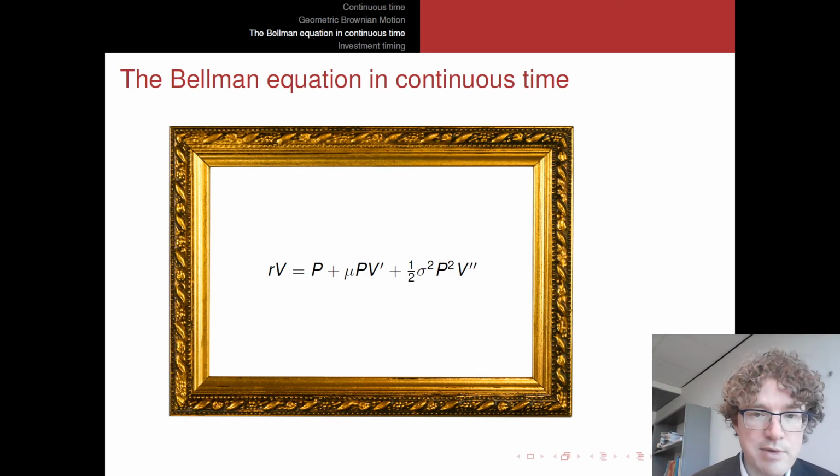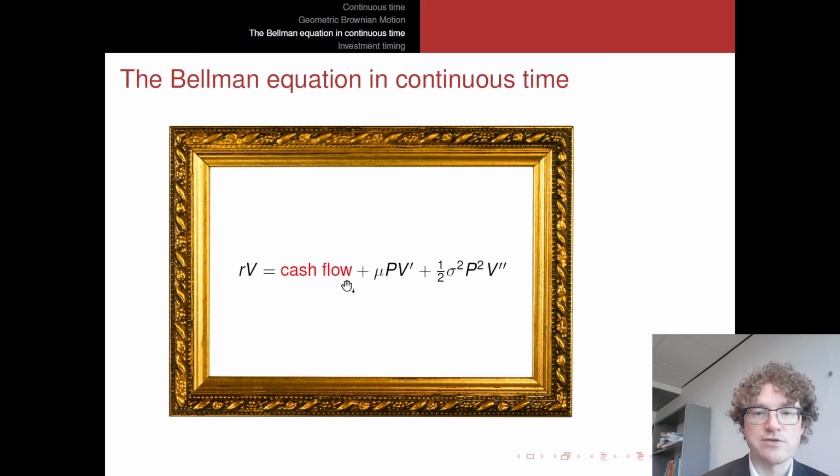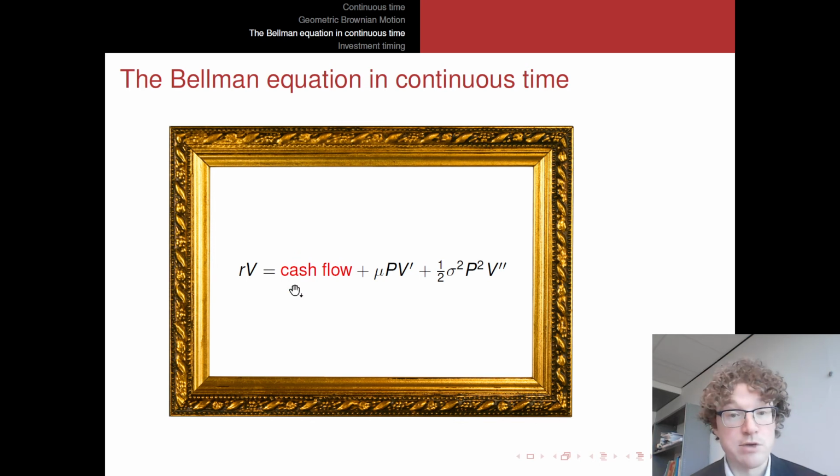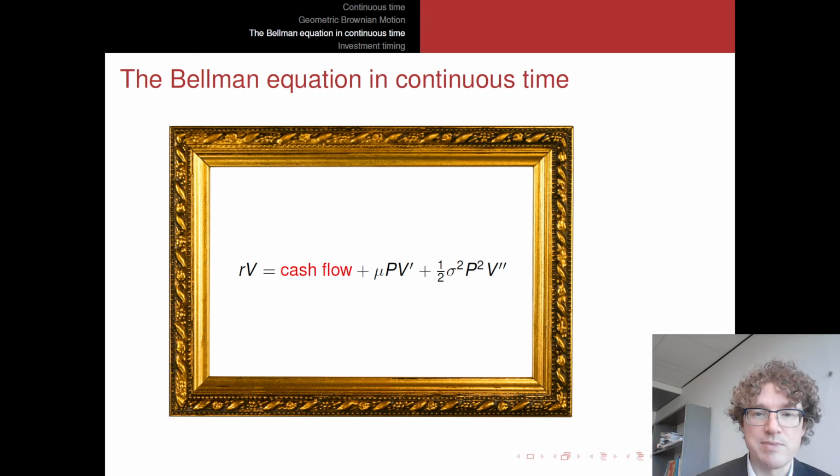Just because it's so important, let me put it here in a frame: the Bellman equation. This is the equation that we have to learn by heart, essentially, and we are going to look at it a lot of times and solve it a lot of times in the future. So this is it for our growing perpetuity, which produces this cash flow P all the time. This P itself might be increasing through geometric Brownian motion. More generally, the first term will be the actual cash flow, which might be some function of P or something else, it need not be P itself, but these other terms will always remain the same.